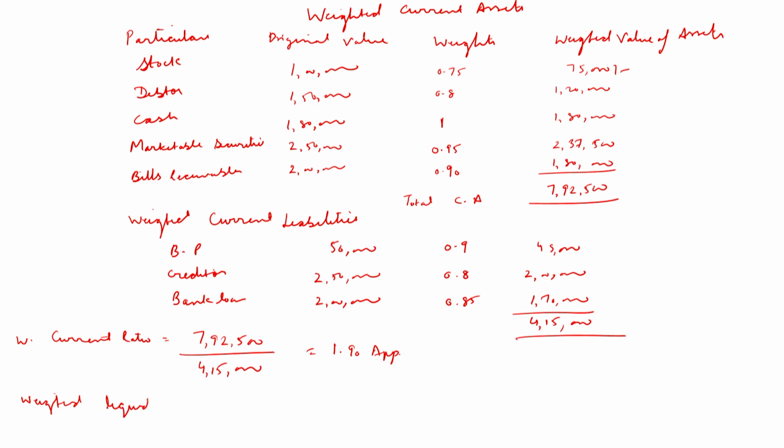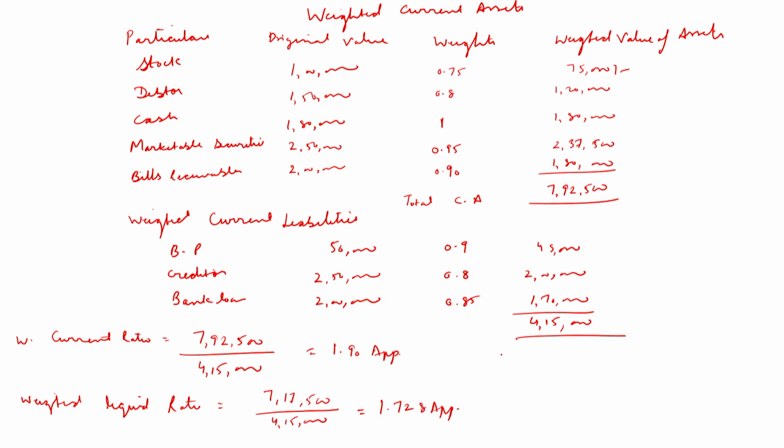Then the weighted liquid ratio, we again won't take into consideration the value of the stock. So after deducting the stock value from the current assets, the amount of liquid assets will become 7,17,500 divided by 4,15,000 equal to 1.728 approximately.